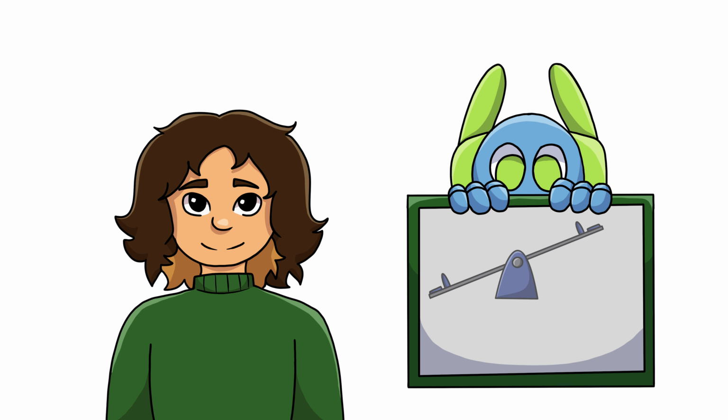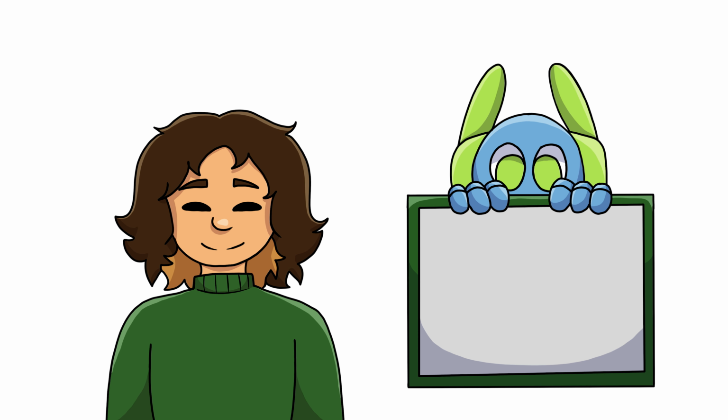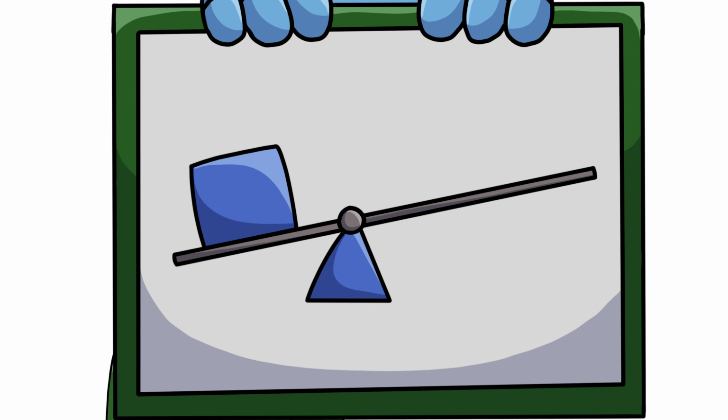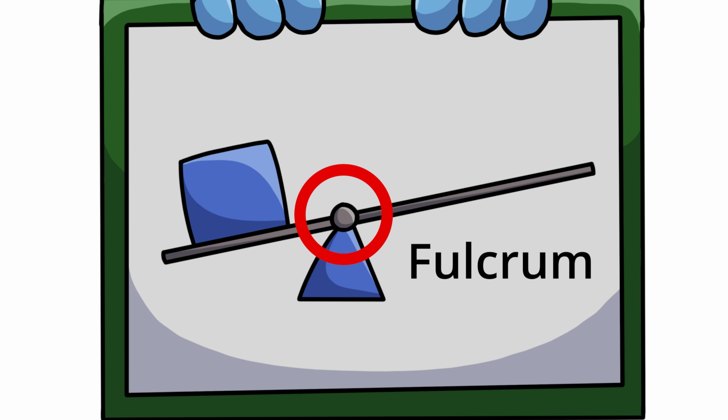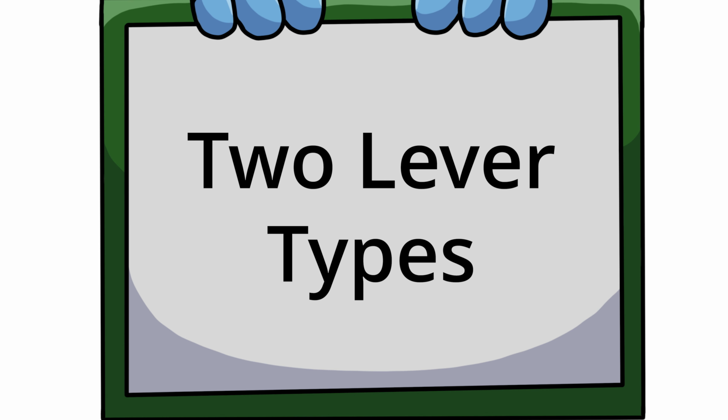A lever can look like this, or this, or this. It's typically described as a bar that pivots on a fixed point and can be used to lift an object by applying force to one end. This fixed point is called the fulcrum. Take a look at this diagram. This point here is the fulcrum. When you apply force to this end, it raises the object on the other end, which is applying resistance to the lever. There are 2 other types of levers as well.